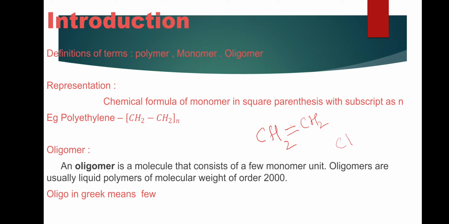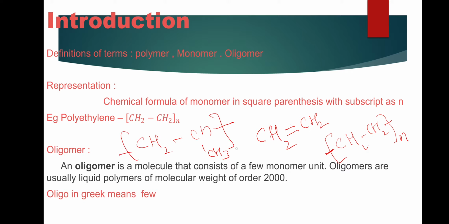So we can write it as CH2 single bond CH2, put two lines here to show that it is joining, and put it in a square bracket with n here. This is how we used to represent a polymer. This is polyethylene. If it is polypropylene, it is CH2, CH, and CH3 will come. Okay, so this is how we used to represent it.